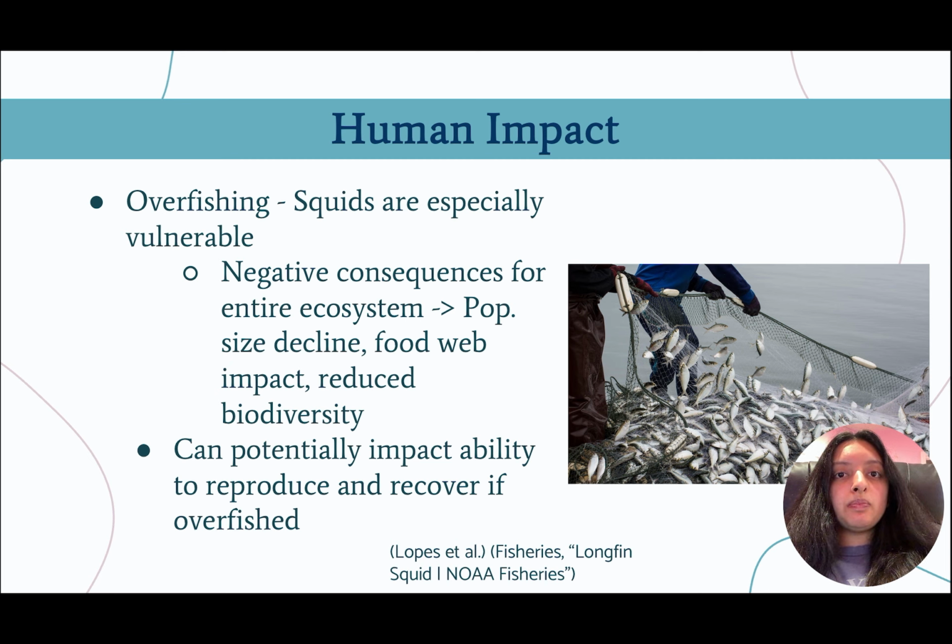Human impact. Overfishing. Squids are especially vulnerable to overfishing, as it will have negative consequences for the entire ecosystem, including population size decline, reduced biodiversity, and food web impact. Squids have a large role in the marine food web, and overfishing can disrupt its balance between acting as a predator and a prey for many species. Overfishing can also impact the squid's ability to reproduce and recover.